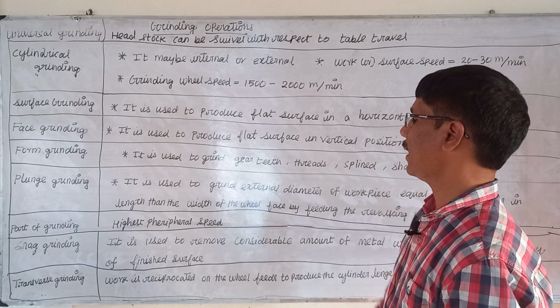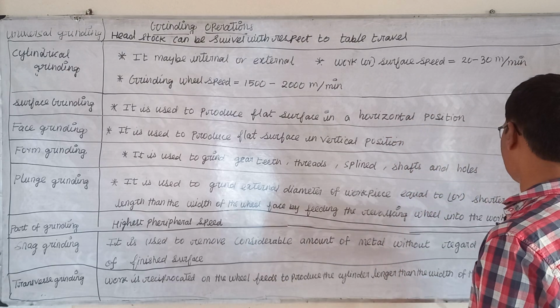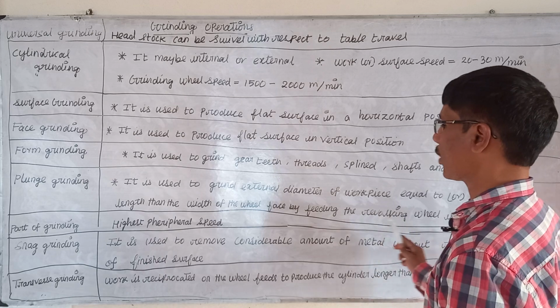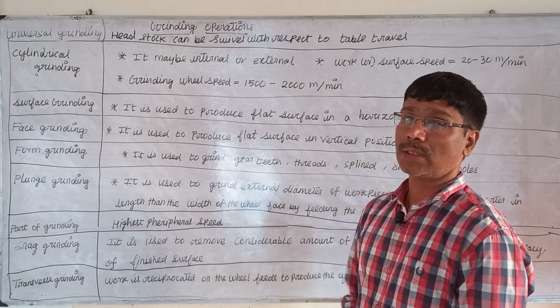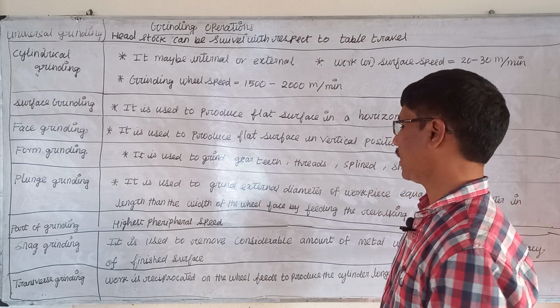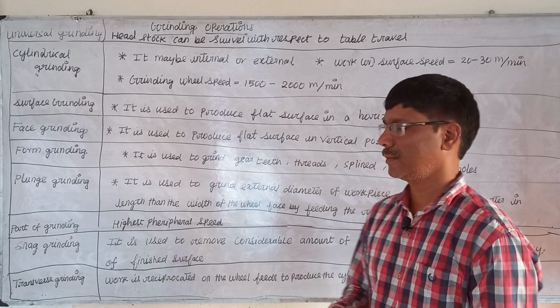And snag grinding is used to remove a considerable amount of metal without regard to the accuracy of the finished surface. So, in snag grinding, the accuracy is not important, but we are removing some amount of metal.